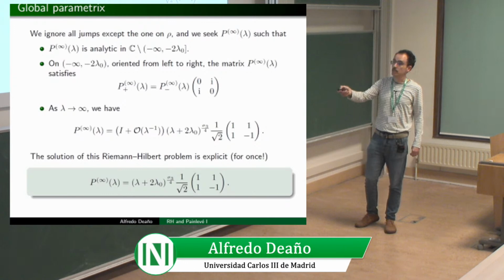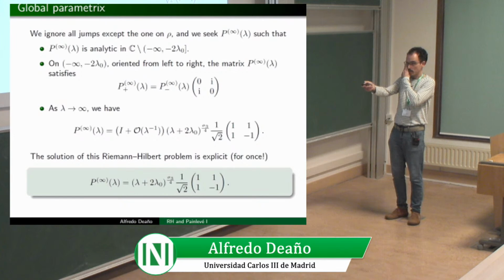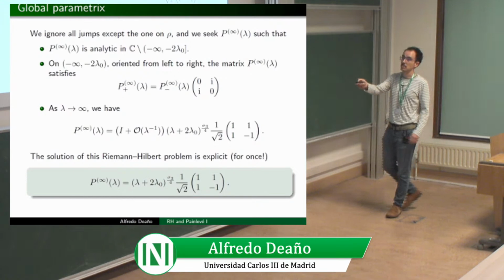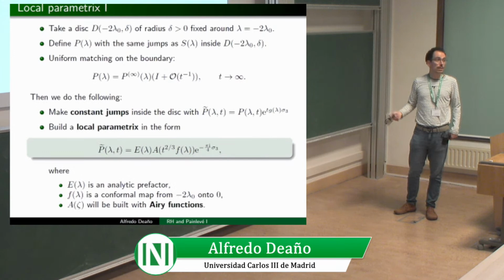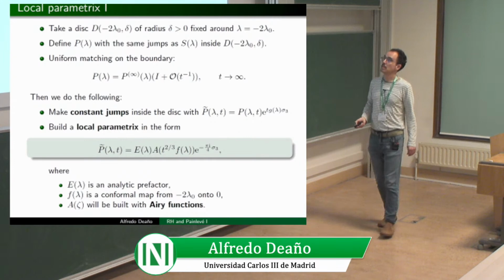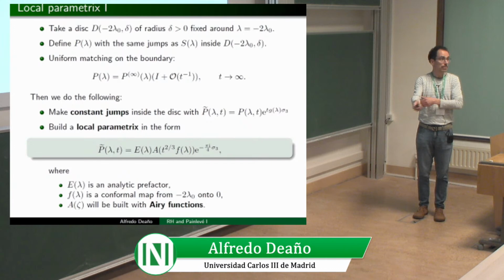Okay? And this is exactly the algebraic factor that I wanted. Okay, that's why I changed from lambda to lambda plus 2 lambda 0 as well, to match with the global. Okay, global, fine. And then in the neighborhood of the stationary point, you construct a local parametrix. And that's usually the big headache, because you have to identify or know or guess or pray that the local parametrix is something you know, or you can construct explicitly.